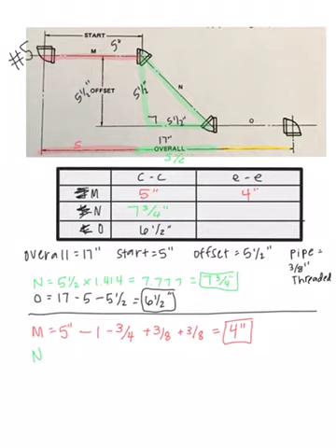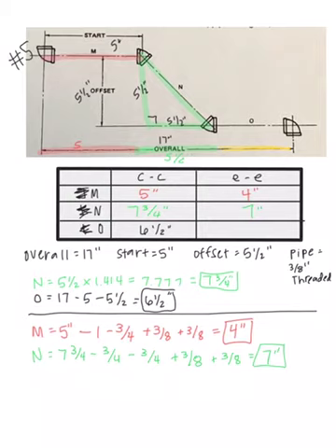Pipe N. N is between a 45 and a 45. So N is 7 3/4, center to center. Take off 3/4 from one of the fittings, take off 3/4 from the other fitting, and then add back our 3/8 of an inch per fitting. That gives us 7 3/4. Take off 3/4, take off 3/4, add 3/8, add 3/8, and 7 on the dot.